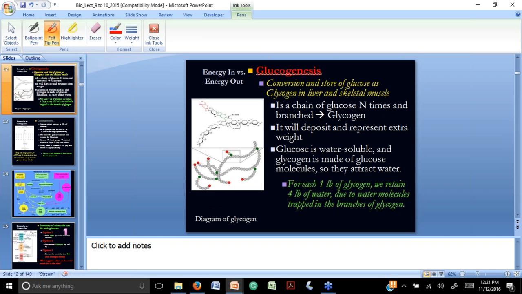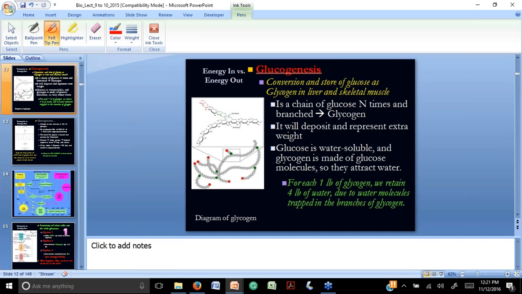Okay, glycogenesis is the formation of glycogen, right? From where? From glucose. So what is glycogen? Can you see all these glucose coming together? All these dots are glucose. They have millions of them. And all these are going to form a big structure that is called glycogen. That is what glycogen is.